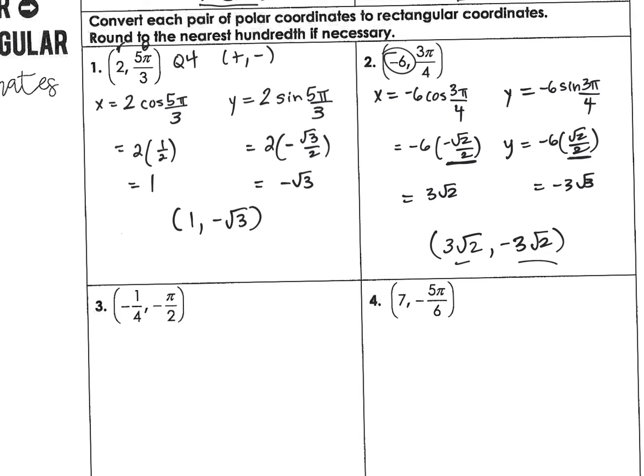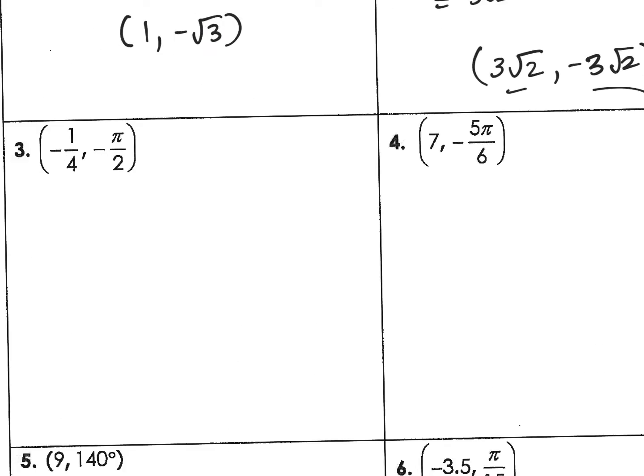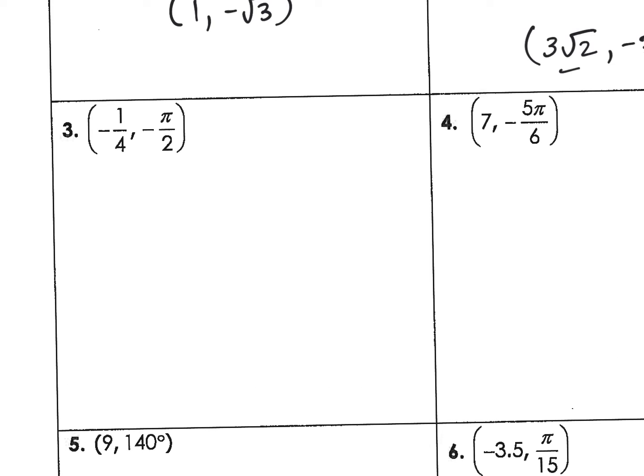Okay? All right, so now, what happens if we have a negative angle? What do we need to do? Change it to a positive by adding 2 pi, right? So what am I going to add to this? So this is really negative 1/4, 3 pi over 2, isn't it?